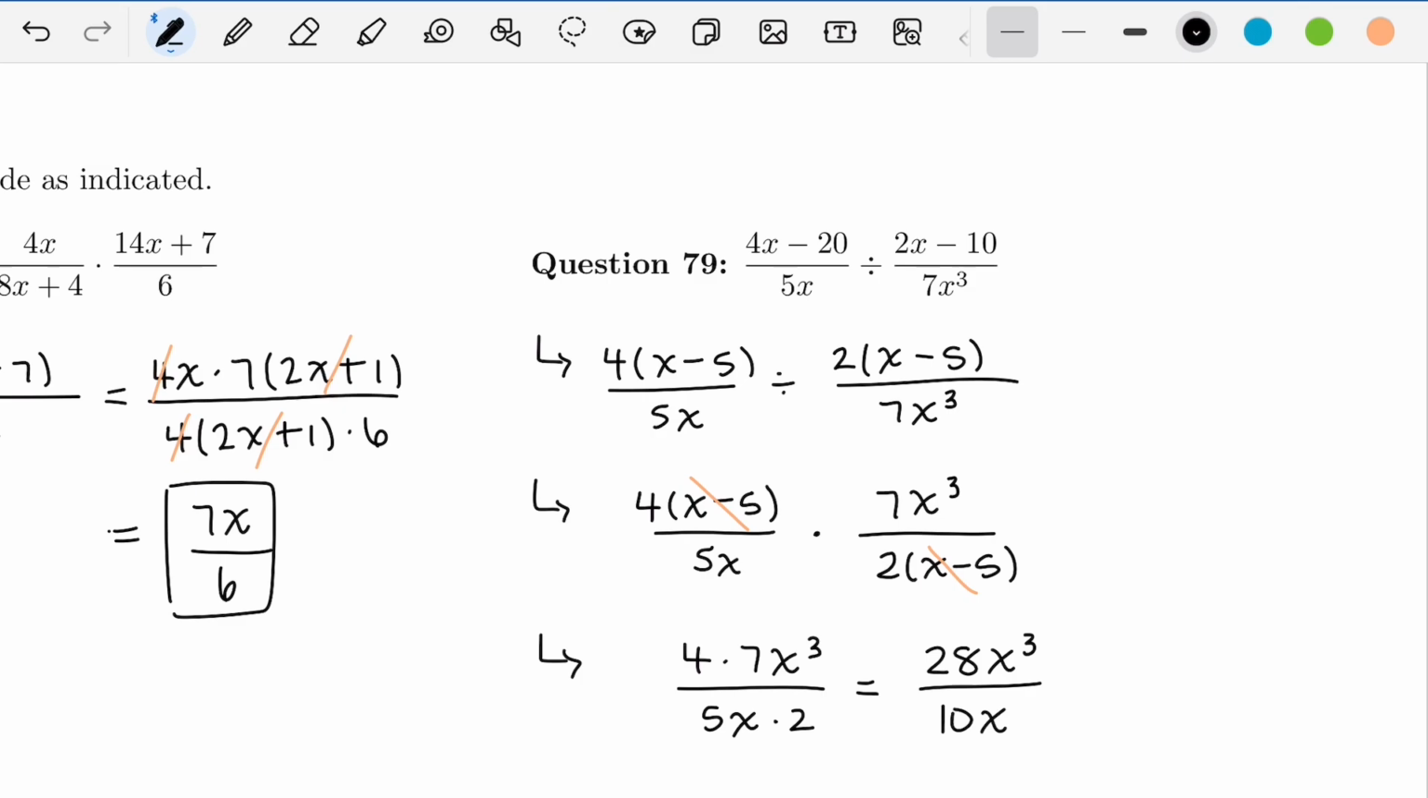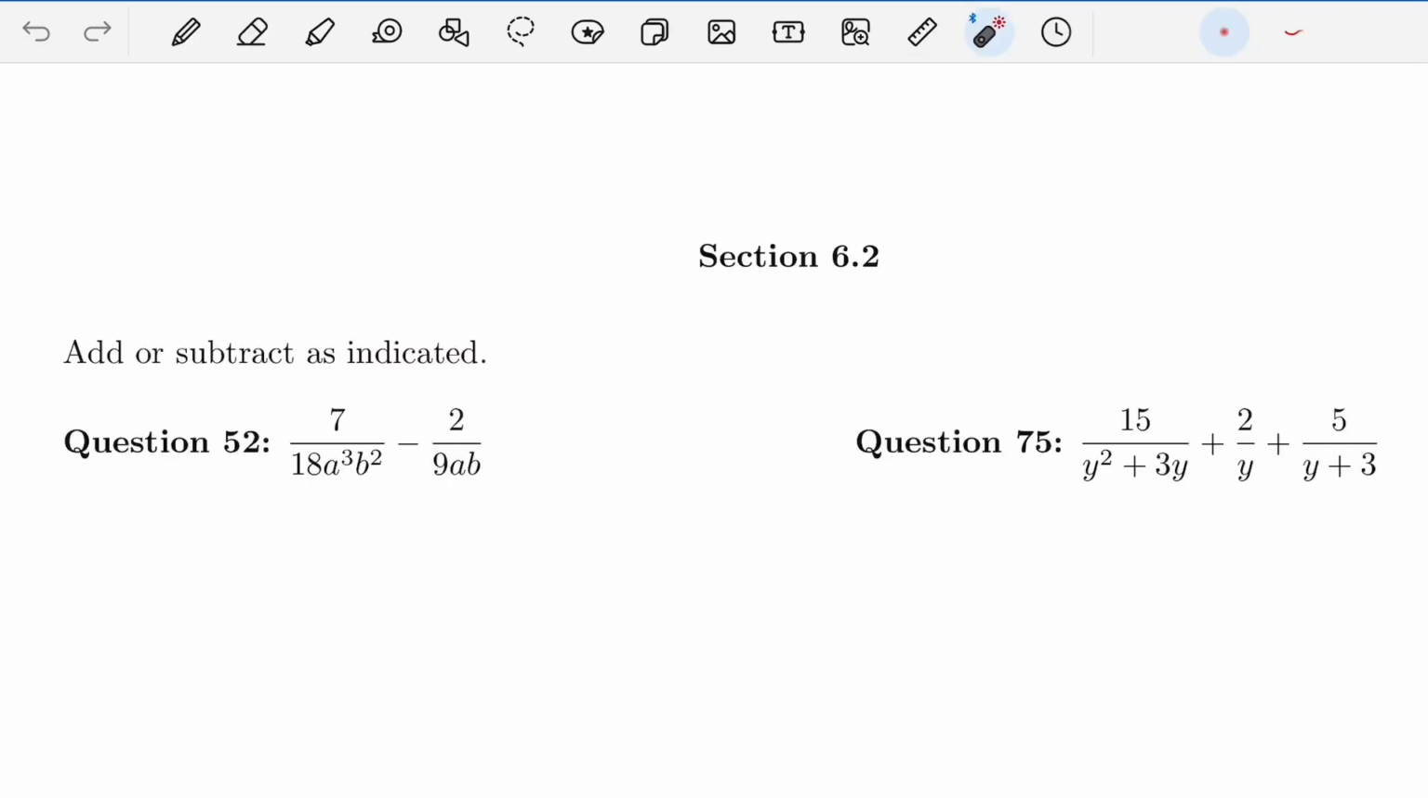We have an x in our numerator and denominator, so those will cancel. Then 28 and 10 also both share a factor of 2, so we can divide both of these by 2. What we're going to be left with is 28 divided by 2, which will give us 14, and then we still have x squared in our numerator. In our denominator, we're just going to end up with 5.